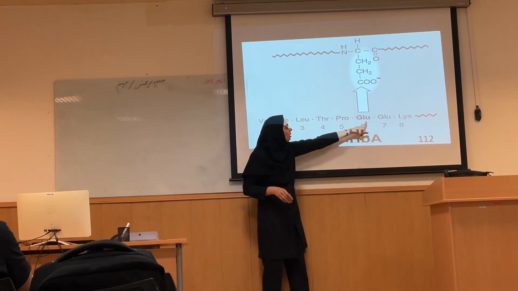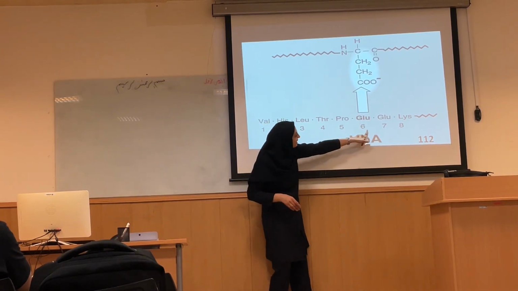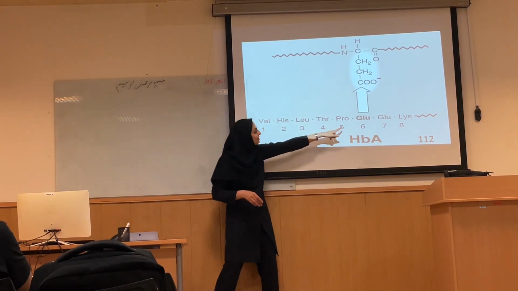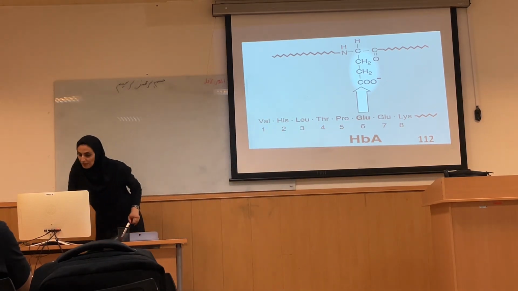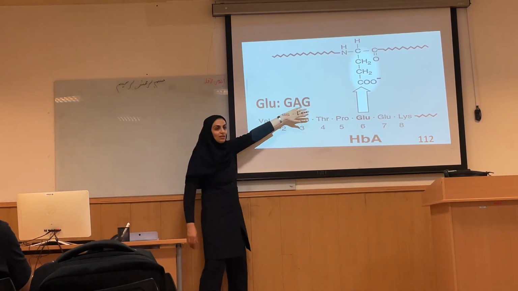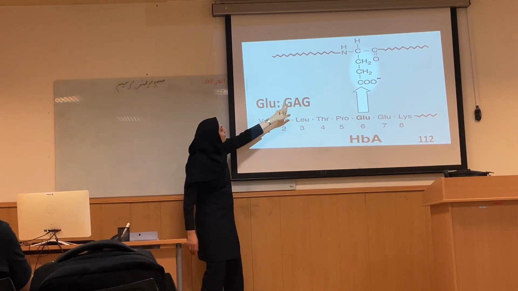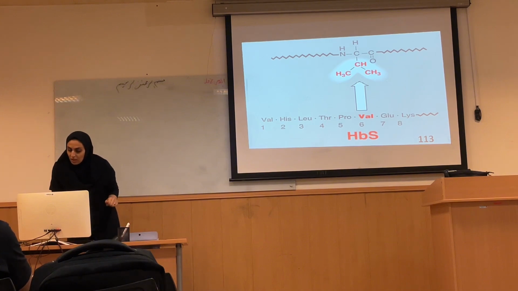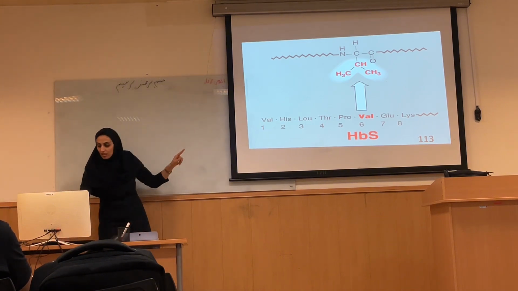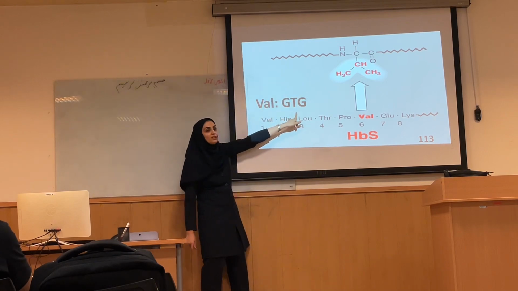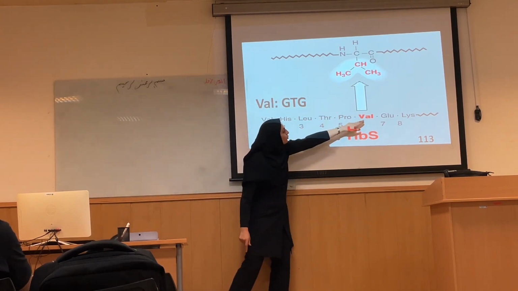We have glutamate at the 6th amino acid from the N-terminal. This single glutamate is substituted with valine. You can see here the codon. The codon can be GAG. When the substitution occurs, GAG changes to GTG. Instead of A, we have T, and instead of glutamate, we have valine.